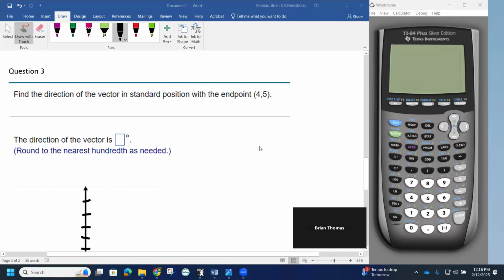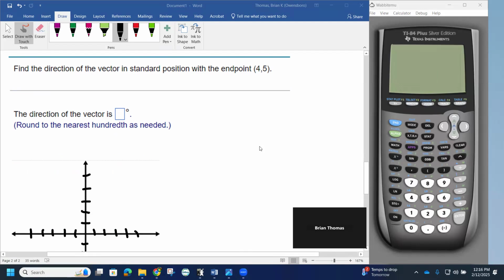So question 3, working with vectors. It says find the direction of the vector in standard position with the endpoint 4, 5. So standard position, basically what this means is the positive x-axis is what's called standard position. So we have this here going on. So this is standard position. So the positive x-axis is.